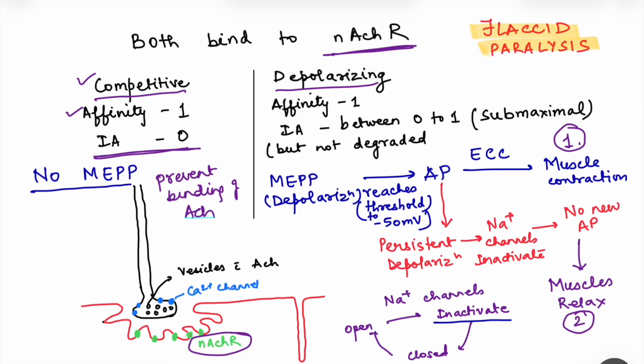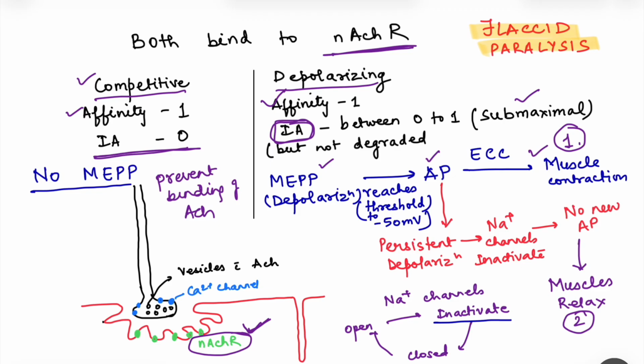Then we have the depolarizing blockers. They have the affinity, so they bind to these N-acetylcholine receptors, but they have some intrinsic activity as well, that is the submaximal intrinsic activity. That means, like acetylcholine, they are going to stimulate these N-acetylcholine receptors as well. Understanding? So that should cause contraction. Yes, that happens. So initially, when they bind, there is generation of motor end plate potential, there is action potential, and with excitation contraction coupling, there will be muscle contraction.